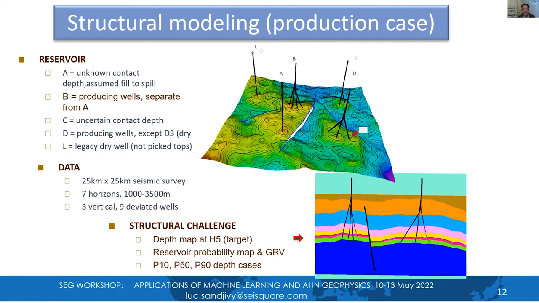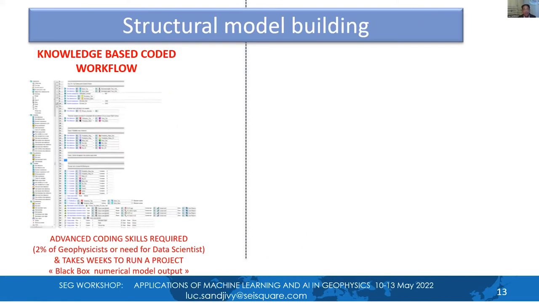The challenge is to provide a depth map of the top reservoir, a reservoir probability map, meaning the GRV, the closure probability maps, and P10, P50, P90 cases. In this case, most probably you would code your in-house workflow in Petrel or another software, but coding this workflow requires advanced coding skills. Not many geophysicists are able to do that by themselves. They would be data scientists or specialists. And in any case, it would take weeks to run this project. And the output would be a black box. It's a numerical model output that is hard to justify: the data involved and how you process them.